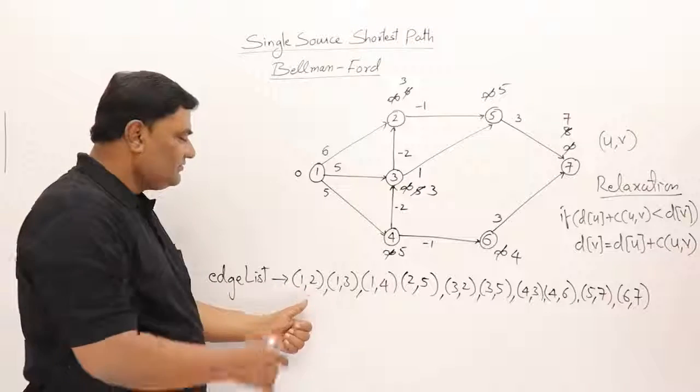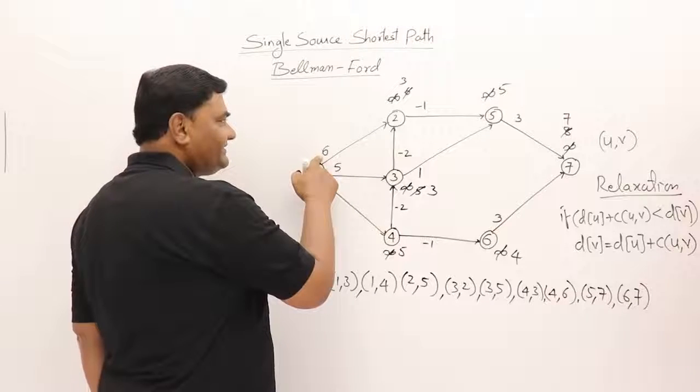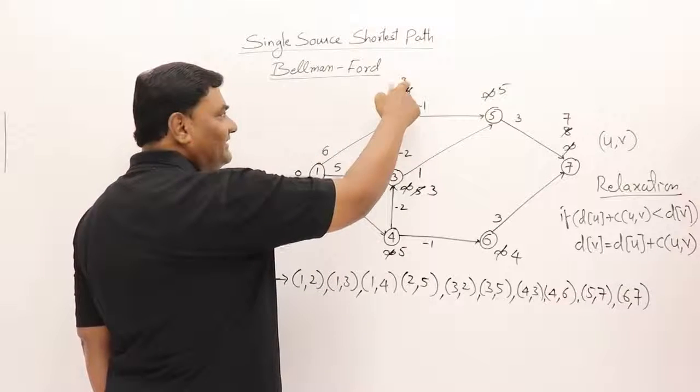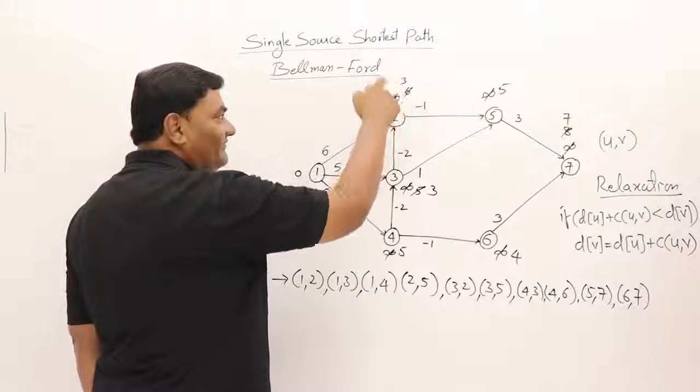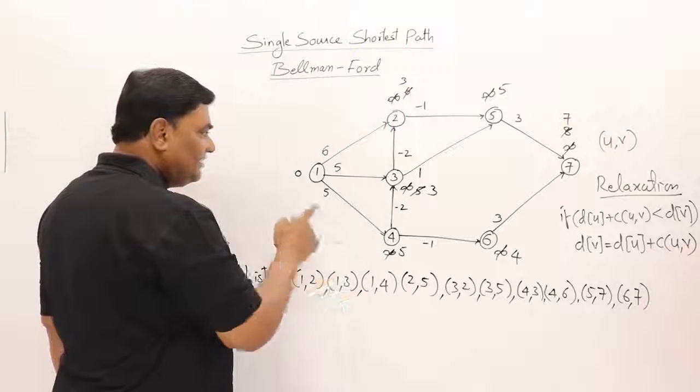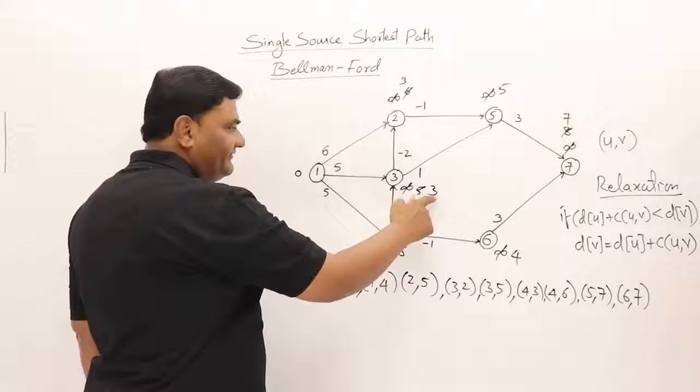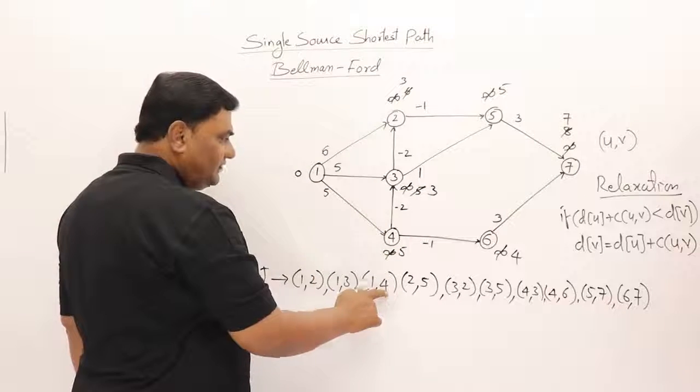1 comma 2. So 0 plus 6. 6 and 3. So this is greater than that one. So don't change that one. 1 comma 3. 0 plus 5. 5. That is 3. Don't change that one. 1 comma 4.